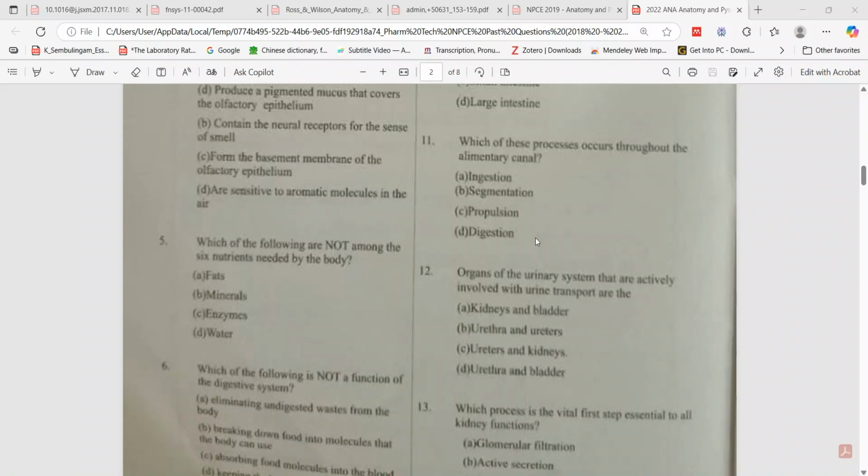Okay, sir. Urethra and ureters, because the bladder stores urine, it does not transport it. So, the urine is formed in the kidneys.